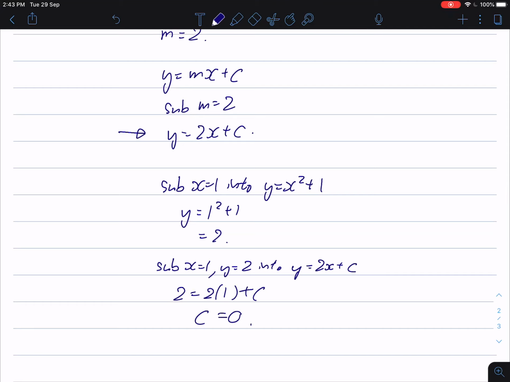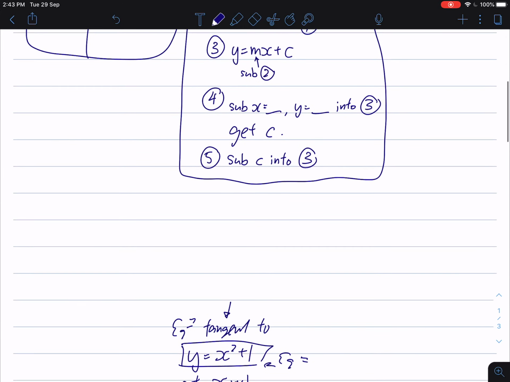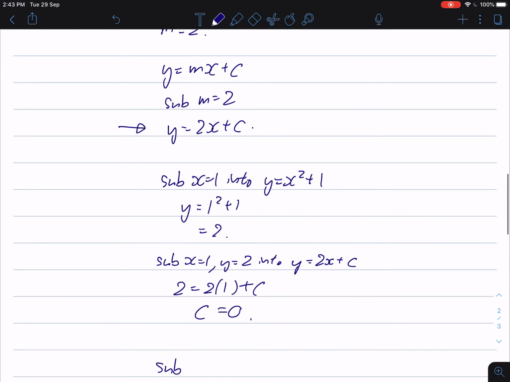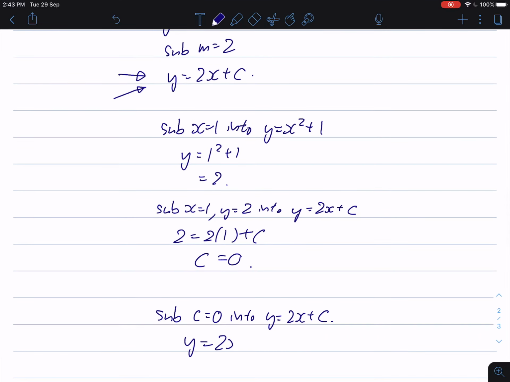Okay, turns out in this case c equals 0. Is it always 0? Not always. Just so happens to be. And then finally, in the last step, what does it say? Sub c into y = mx + c, so this equation again. Alright, and here I get it. This is the equation of the tangent.